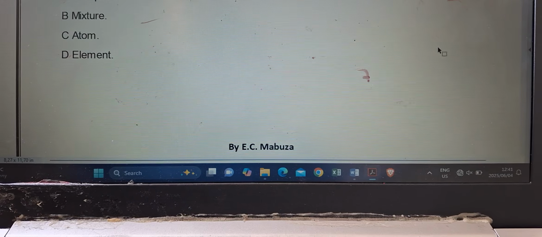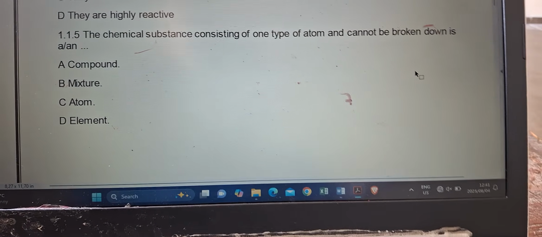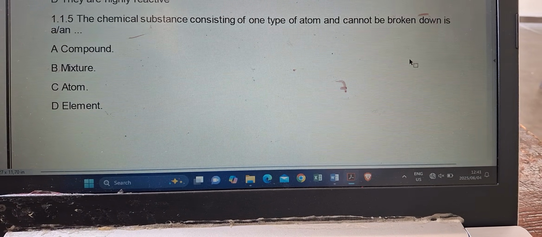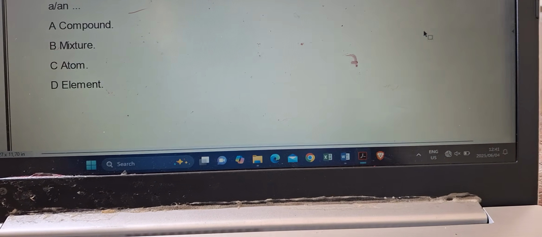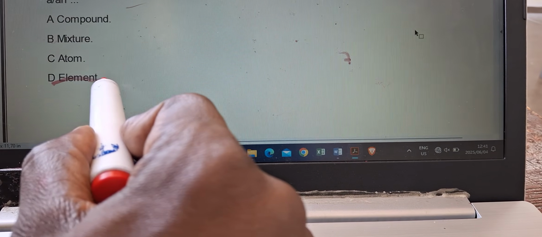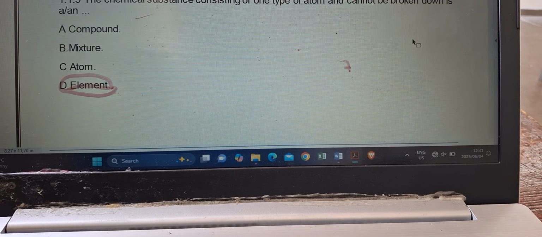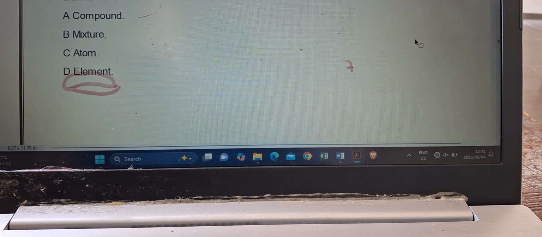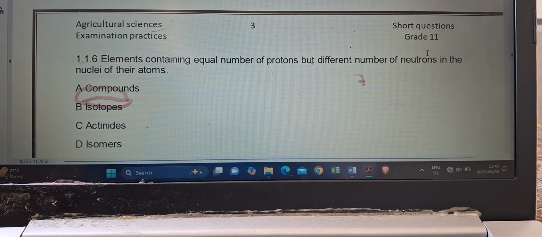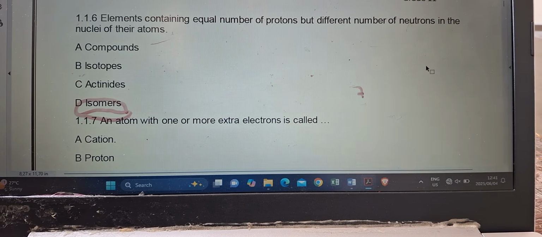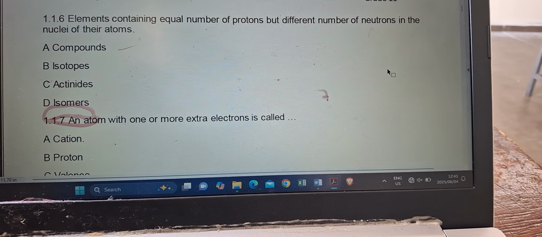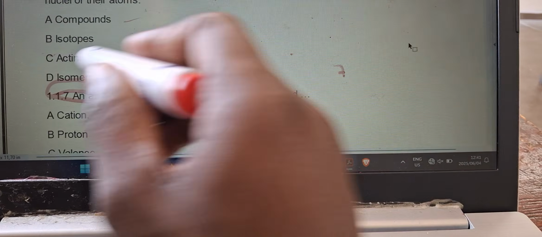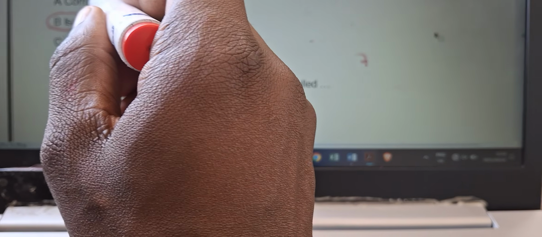Next one, number 5. The chemical substance consisting of one type of atom that cannot be broken down. This one is an element. An element, it has only one type of atom and cannot be broken down by any means. Number 6, element with equal number of protons but different number of neutrons. We describe this as an isotope.